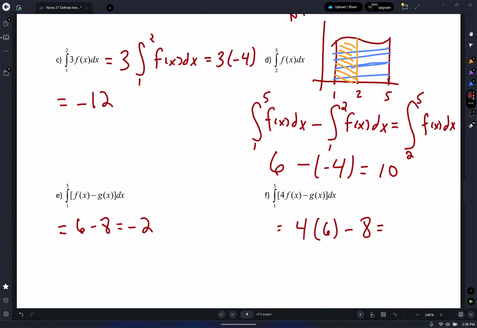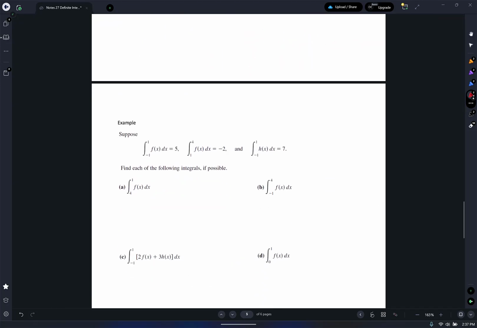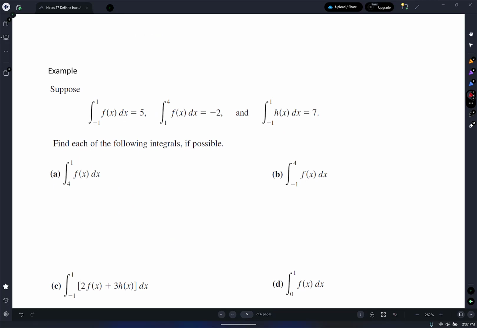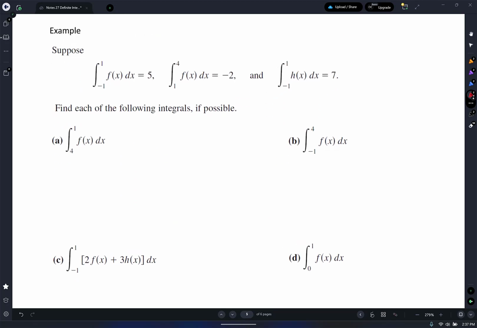What's that? 4 times 6 is 24 minus 8, 16. How do we feel? Okay, let's keep going. Not all of them are possible. Yeah, we're just doing more practice. So if it's not possible, do we write not possible? All right, here we go, guys.